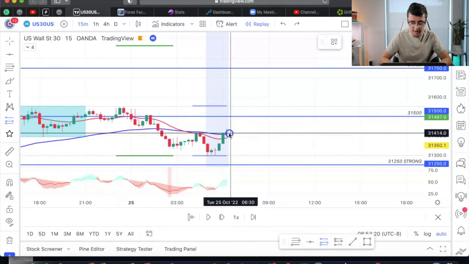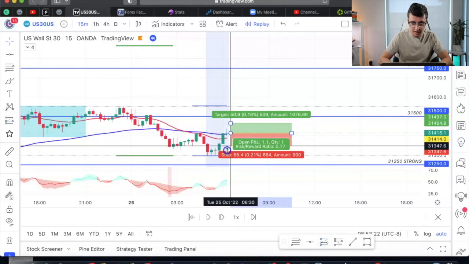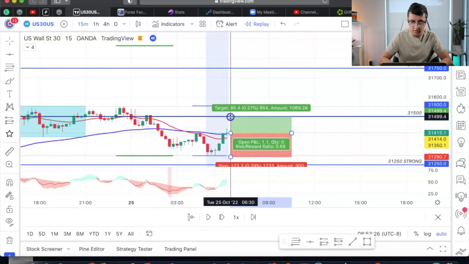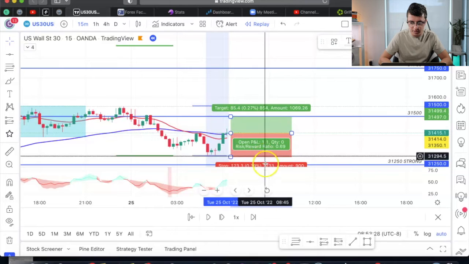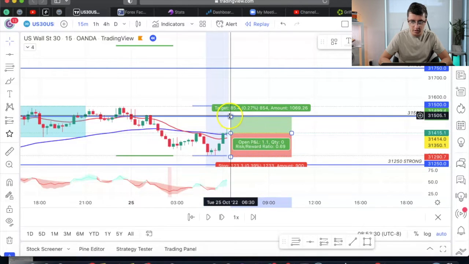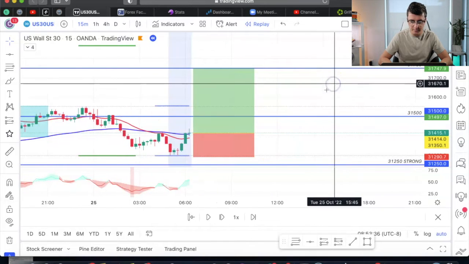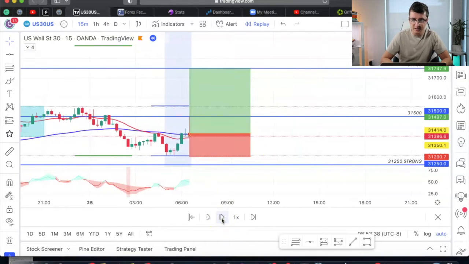So I'm going to go long right here. Stops I'm going to have right below this previous low. TP, it would be 853 pips here. My stop loss is 1,232 pips. I want to have a big TP, so I'm going to go all the way up here, like I mentioned, to the cycle level of 31,750. We're going to play it back.